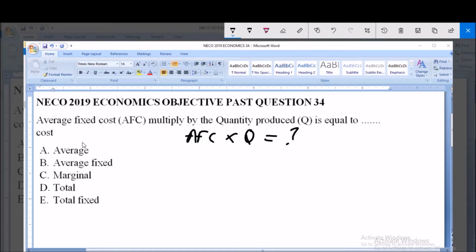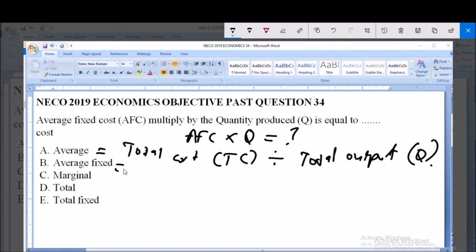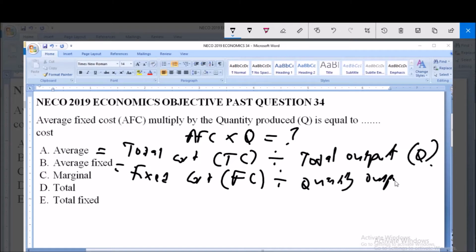So for average cost, mathematically, it is usually given by total cost, which is represented as TC, divided by total output or quantity, which is Q. Now average fixed cost is fixed cost, FC, divided by quantity of output or total output, which is also Q.